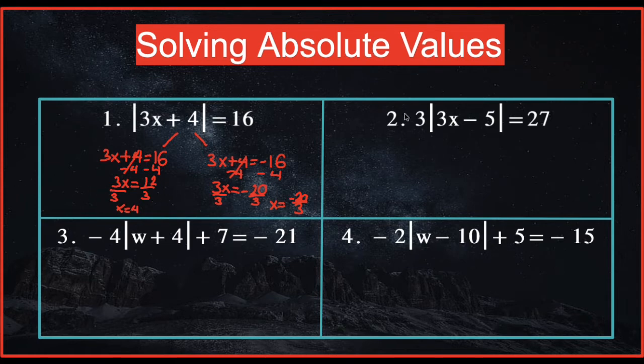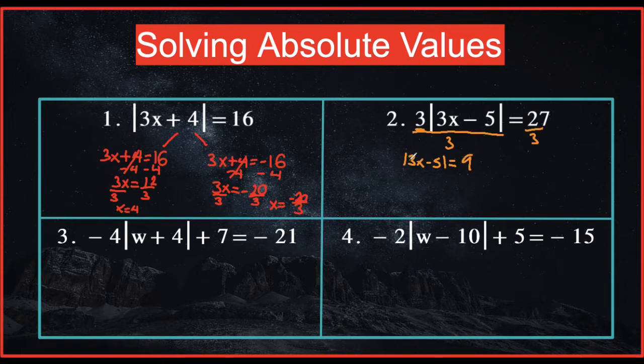Number 2. 3 times the absolute value of 3x minus 5 equals 27. The difference between number 1 and number 2 is this 3 on the outside. We need to get the absolute value by itself and then apply the same principle that we used in number 1. So the first step for number 2 is to divide each side by 3. On the left side, we're going to have the absolute value of 3x minus 5 equals, and on the right side, 27 divided by 3 is 9.